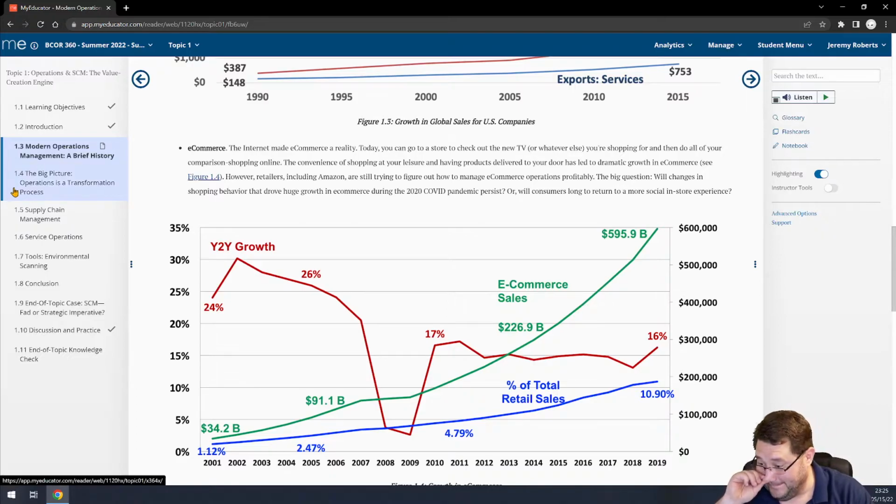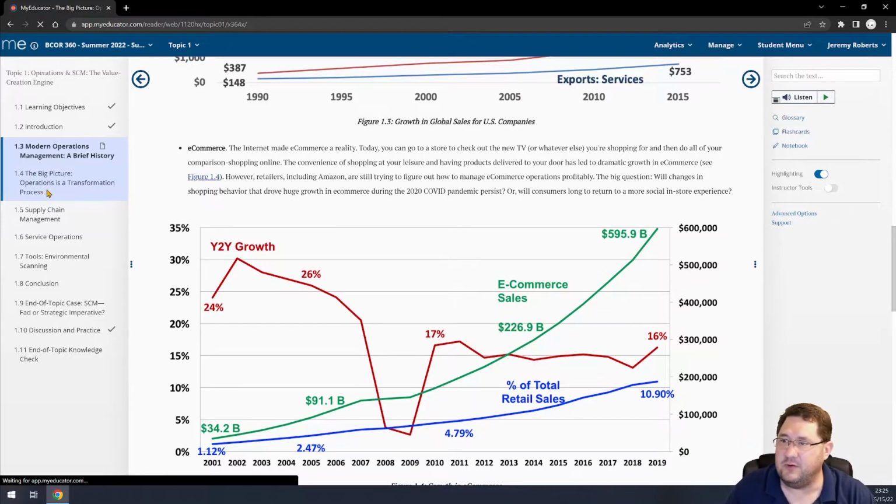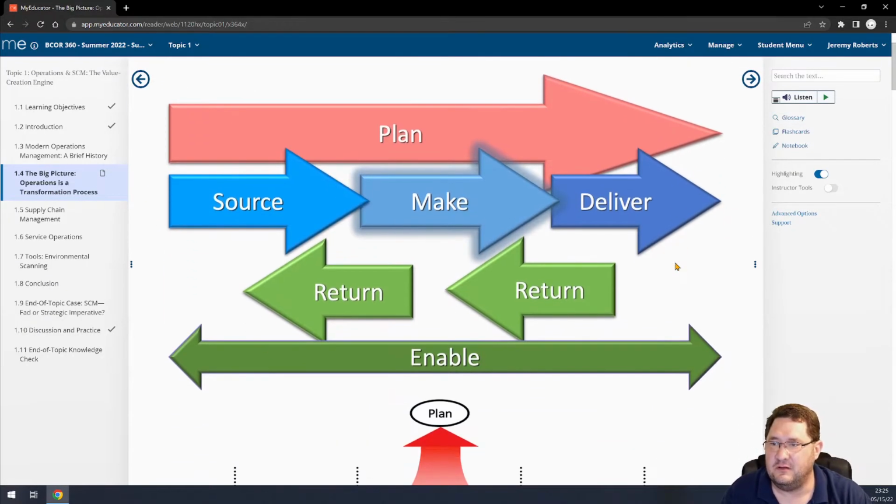Moving on here. Under 1.4, we have this SCORE model, the Supply Chain Operations Reference model. It's a lot more complicated than this, but this is a simple version. We have an overall plan that's going across the top. I wish I had a bigger mouse pointer, otherwise it looks so tiny. But we have that plan.